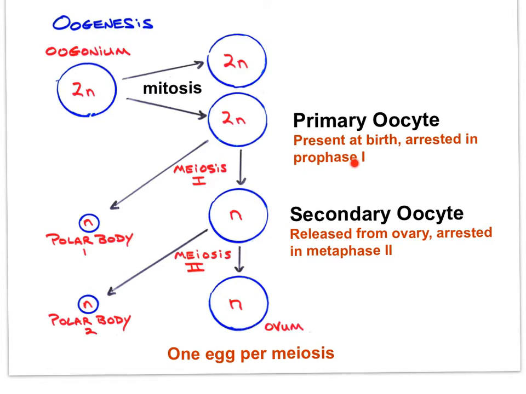Now, at puberty, the menstrual cycle is initiated, and each month sees the development of one primary oocyte into a haploid secondary oocyte with the formation of a polar body that degenerates. The secondary oocyte is released from the ovary at ovulation, arrested in metaphase II. Unless fertilization occurs, the secondary oocyte never completes meiosis.